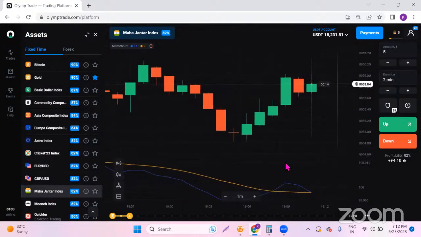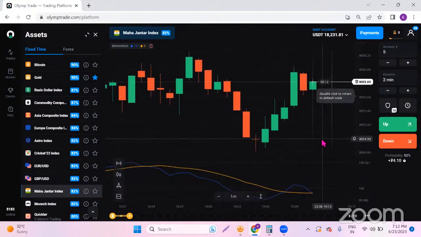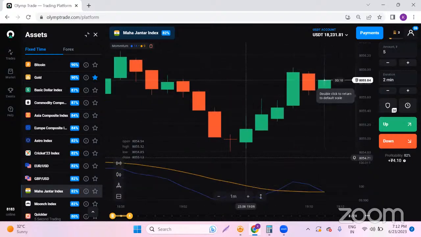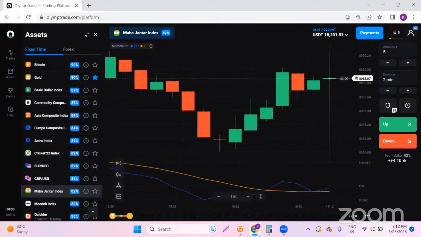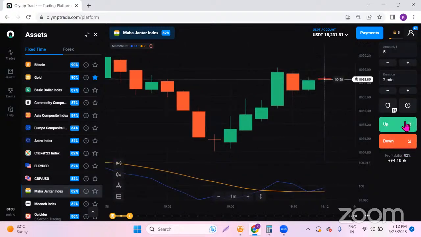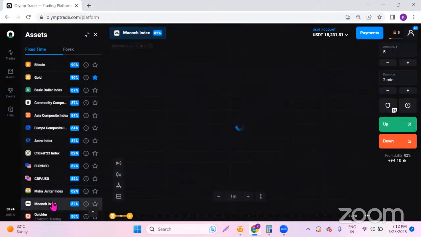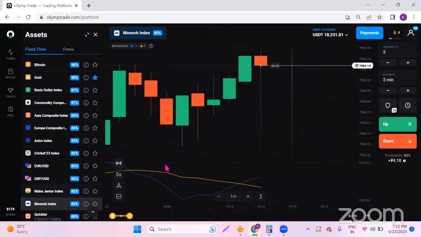Okay, here we might have a downward trend in Mahajantar index now. The candle that gave us a positive signal, a positive result, might give us a positive result again. Okay, so it is still an upward trend, guys. So no, it just flipped. We are not making a trade here.